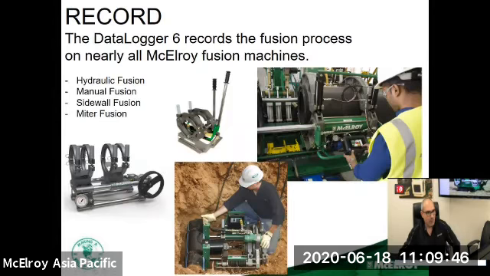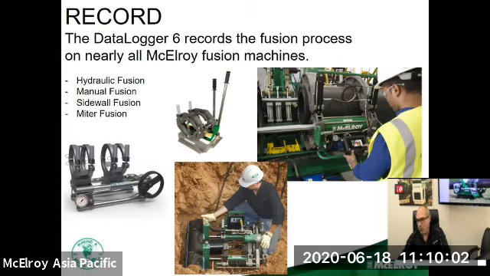The Datalogger can record the fusion process on nearly all McElroy fusion machines. Originally, it was developed for hydraulic fusion machines, but now we can record data from manual fusion machines and sidewall fusion. Nowadays we can even record pressure tests. So if you're going to pressure test your pipe, you can also record it with the Datalogger.